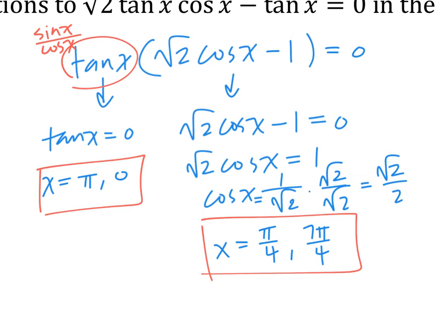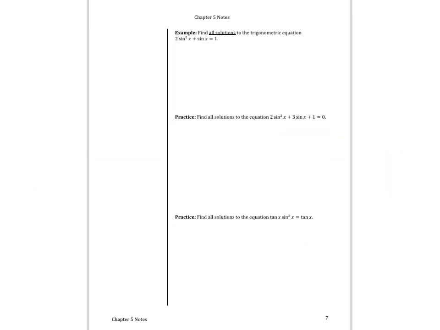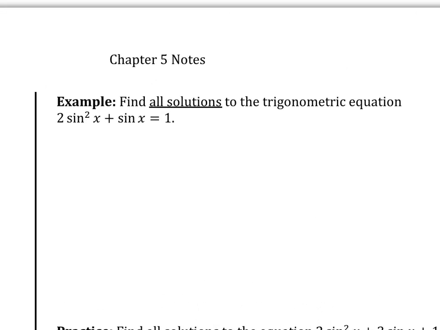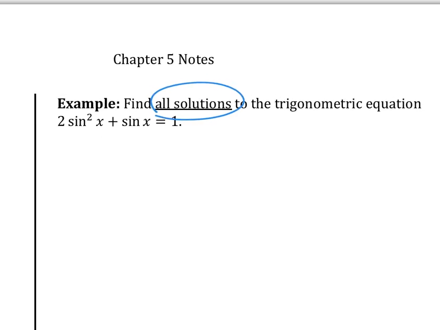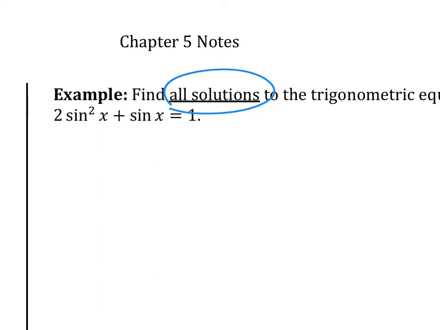Okay, I'm going to help you get started on the next one, and then you're going to finish it. Find all solutions. Notice all solutions, not 0 to 2 pi. So we're going to explain what that means. 2 sine squared x plus sine x equals 1. I need to solve.